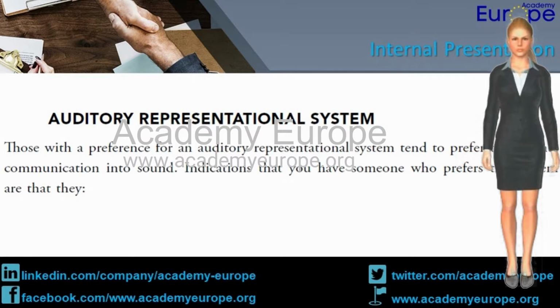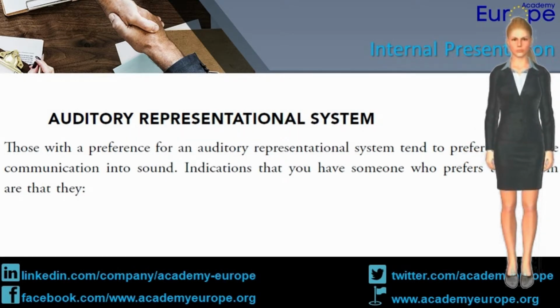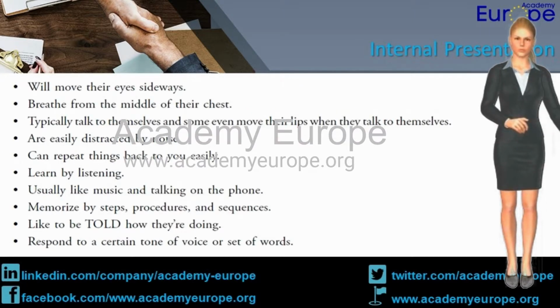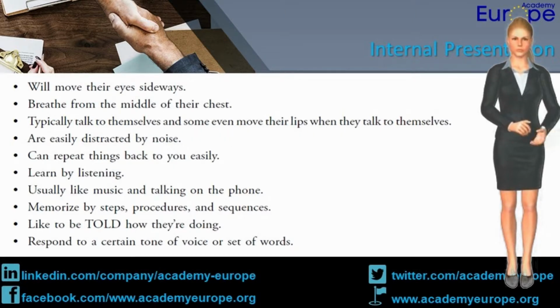Auditory representational system. Those with a preference for an auditory representational system tend to prefer to translate communication into sound. Indications that you have someone who prefers this system are that they will move their eyes sideways, breathe from the middle of their chest, typically talk to themselves, and some even move their lips when they talk to themselves. They are easily distracted by noise and can repeat things back to you easily.